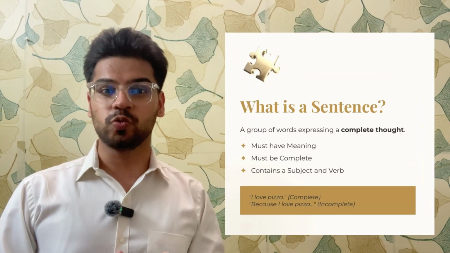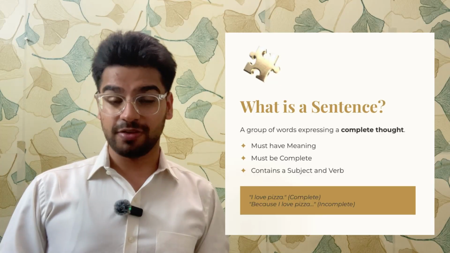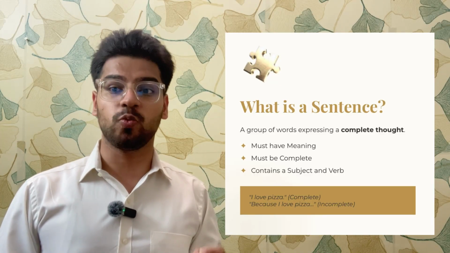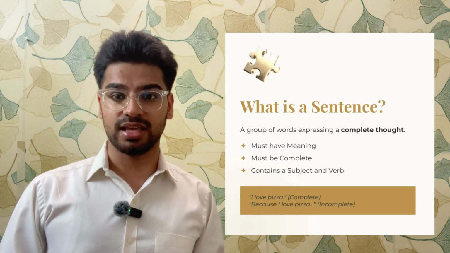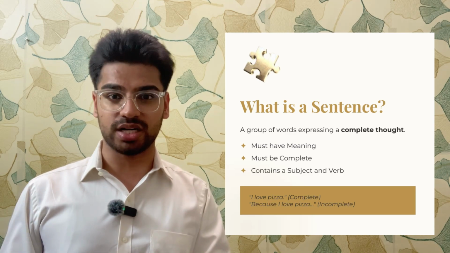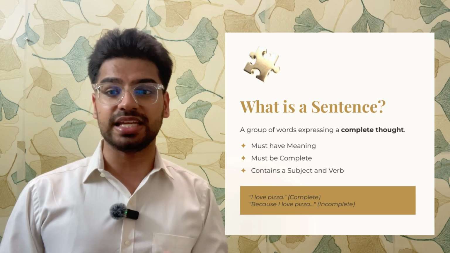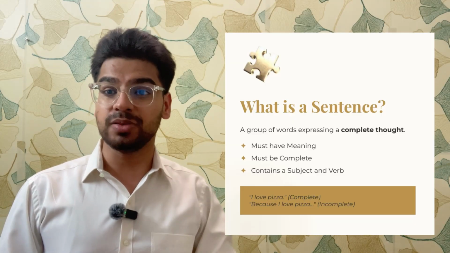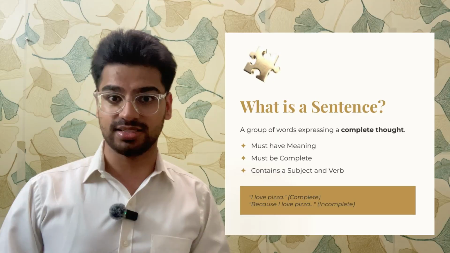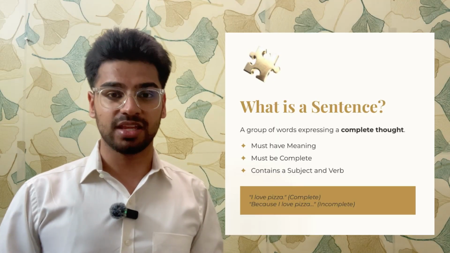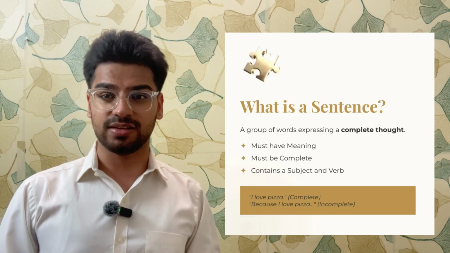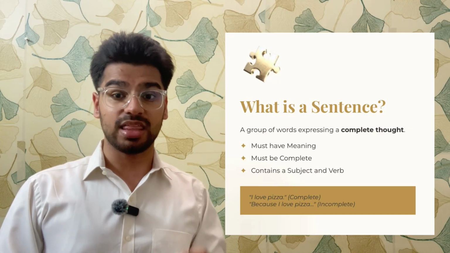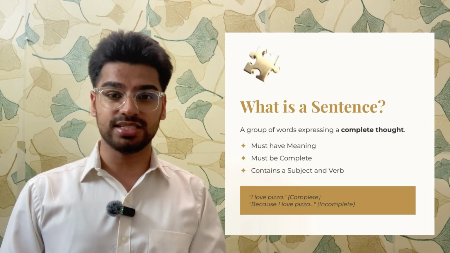Part 1. What is a sentence? Before learning types of sentences, let's understand what a sentence actually is. A sentence is a group of words that expresses a complete thought. Example, I love pizza. It's a complete thought. It's a sentence. Now look at this. Because I love pizza. It's not complete. Something is missing. This is not a complete sentence.